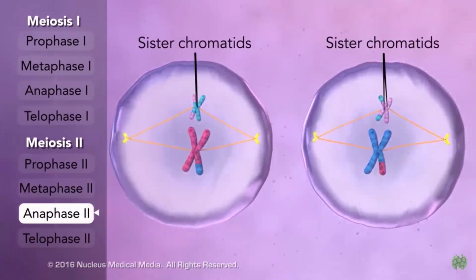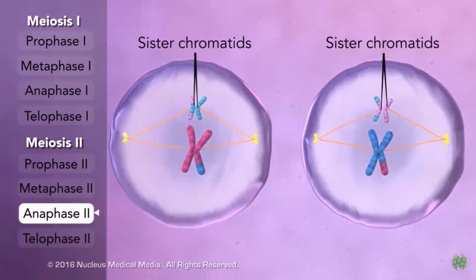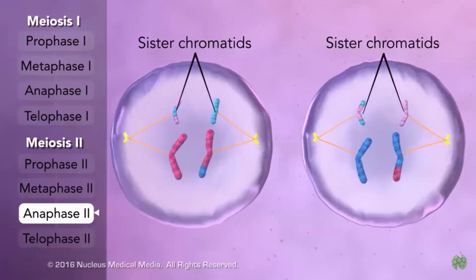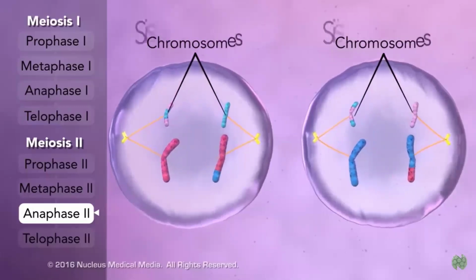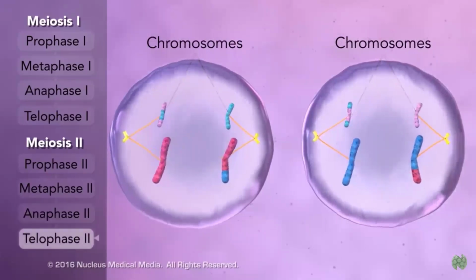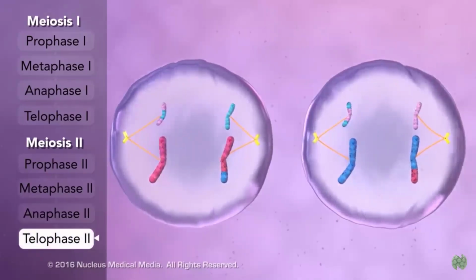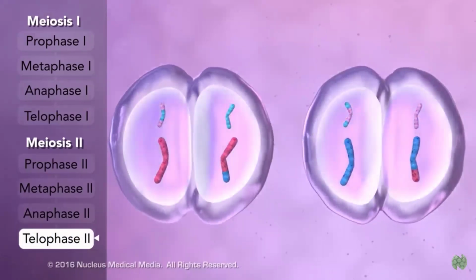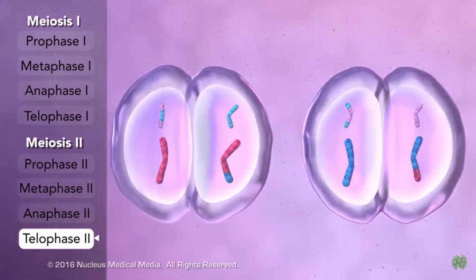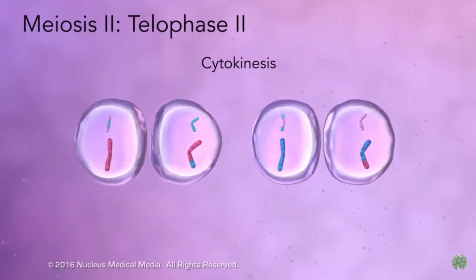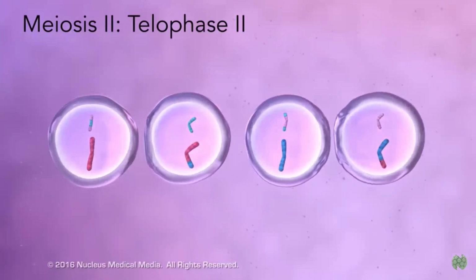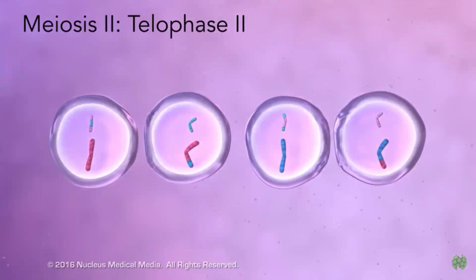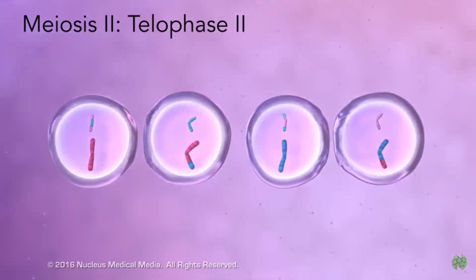During anaphase II, the sister chromatids of each chromosome separate and move to opposite poles. Once the sister chromatids separate, they're called chromosomes. Finally, during telophase II, the spindle fibers disappear and nuclear membranes reform. And cytokinesis occurs in both cells. Meiosis II ends with 4 genetically different haploid daughter cells, each containing only one set of chromosomes.